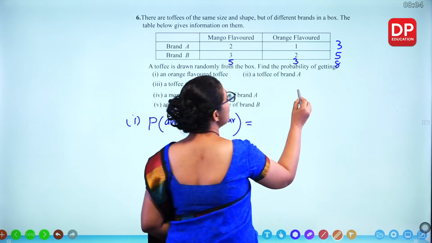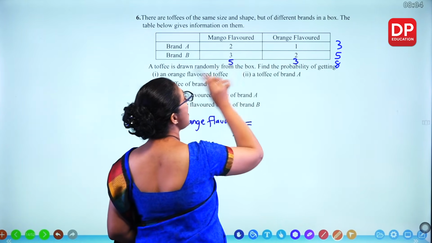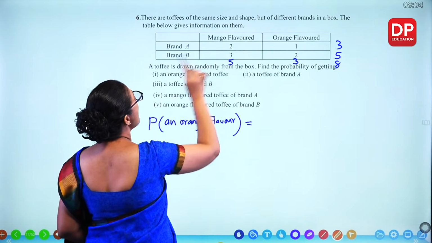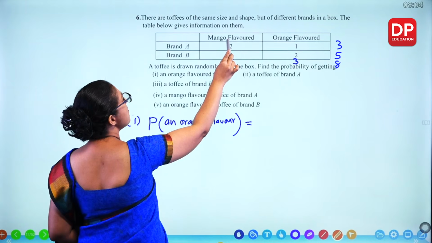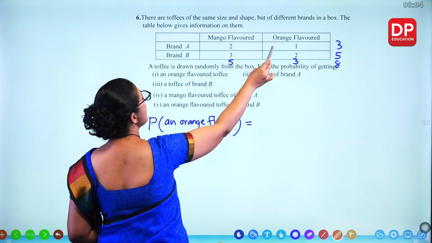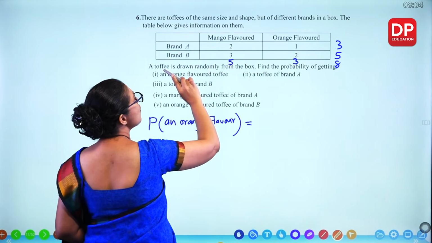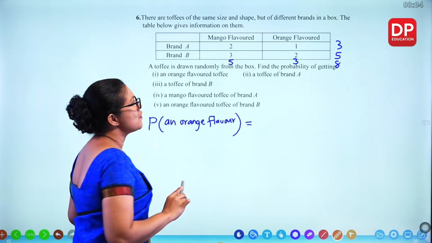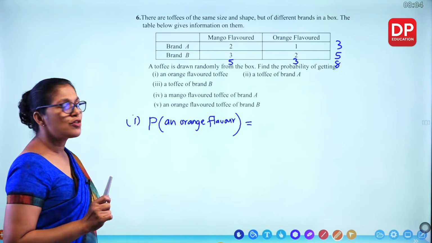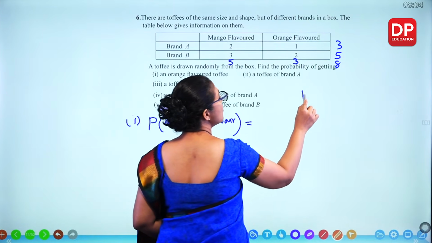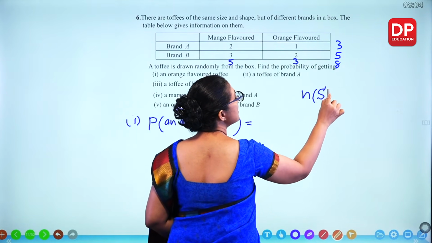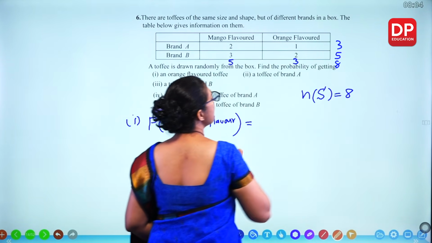Out of 8, so if you are writing the sample space, how can we write it down? This is brand A, mango. Brand A, orange. Brand B, mango. Brand B, orange flavored ones are there. All together, 8 toffees are there. So we know n(S) is 8.